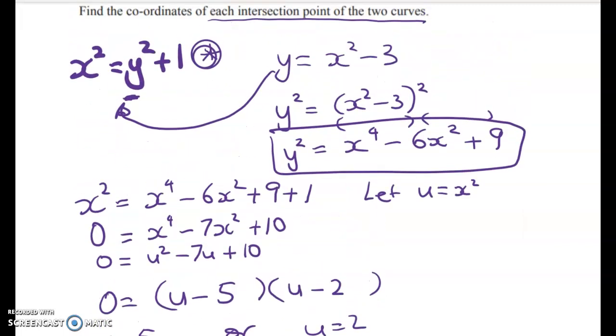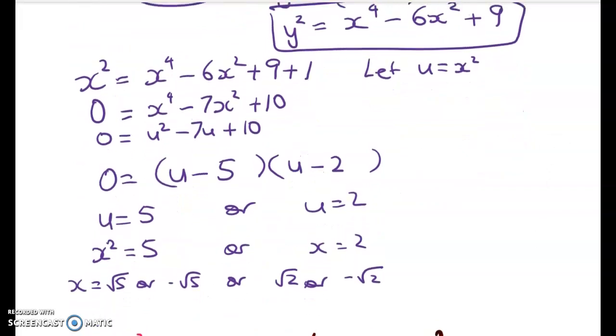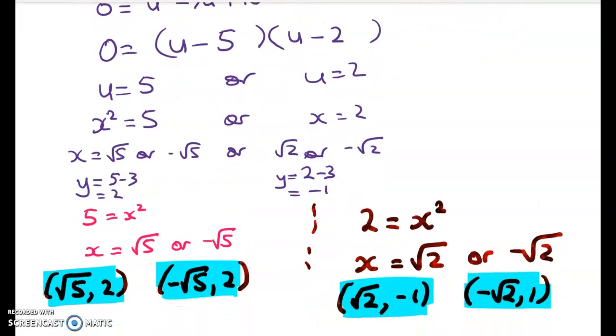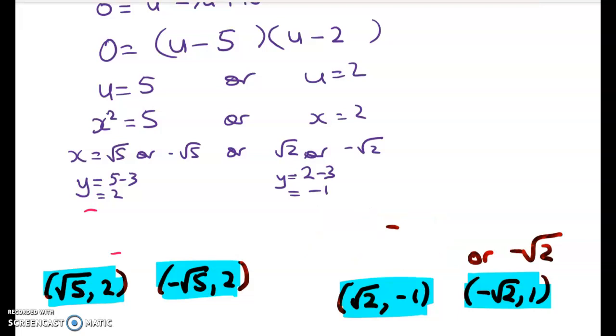Well, y is just x squared minus 3. So y is equal to 5 minus 3, which is 2. y is equal to 2 minus 3, which is negative 1. So again, we want to write out those solutions nicely. And you can see that they come out to be exactly, of course, what we've got the other way. So I'm just going to leave them there, right? So you've got your two x values with one matching y value.